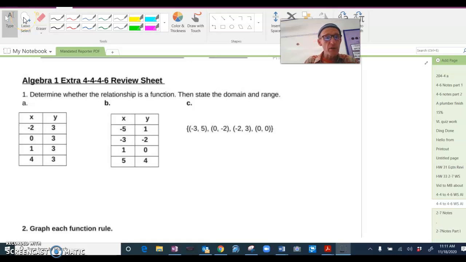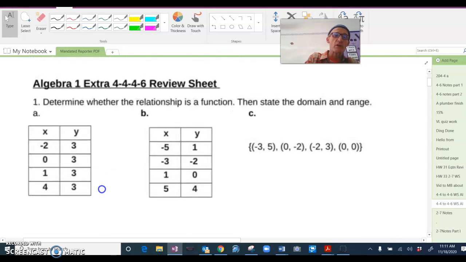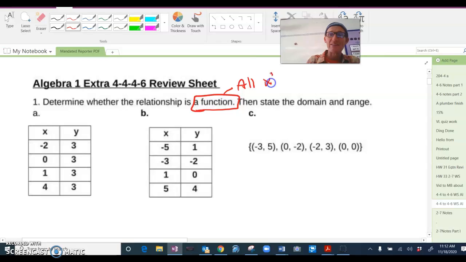Okay, this is 7th period homework 33, I believe, which is the extra review for 4-4 through 4-6. In these two sections, we do a lot with functions, domains, and ranges. And a function is when all of the inputs have exactly one output. So all the x's are mapped to exactly one y.